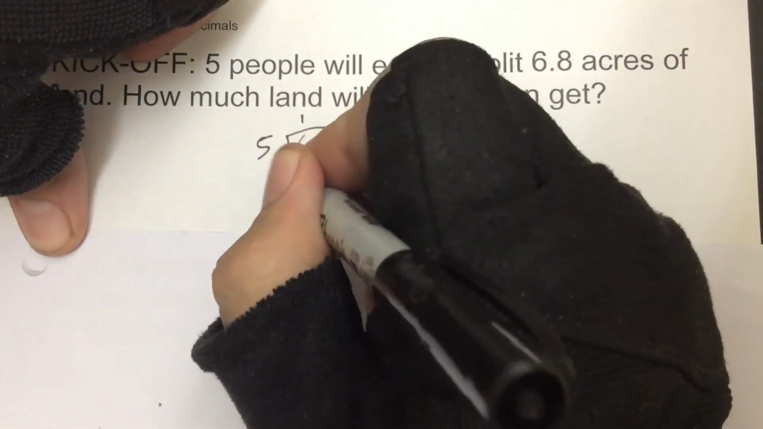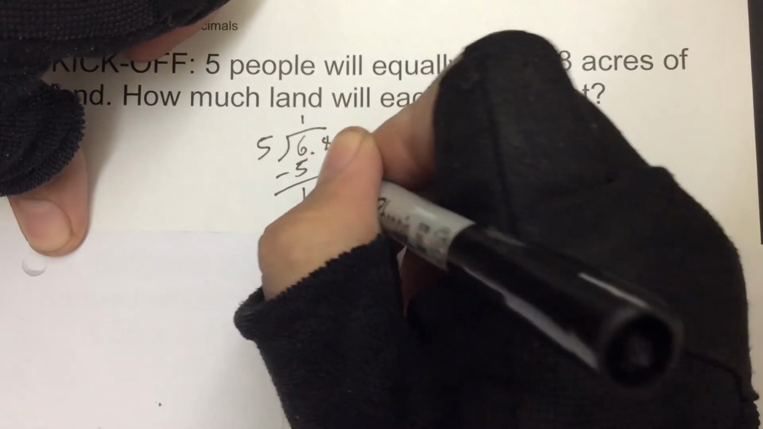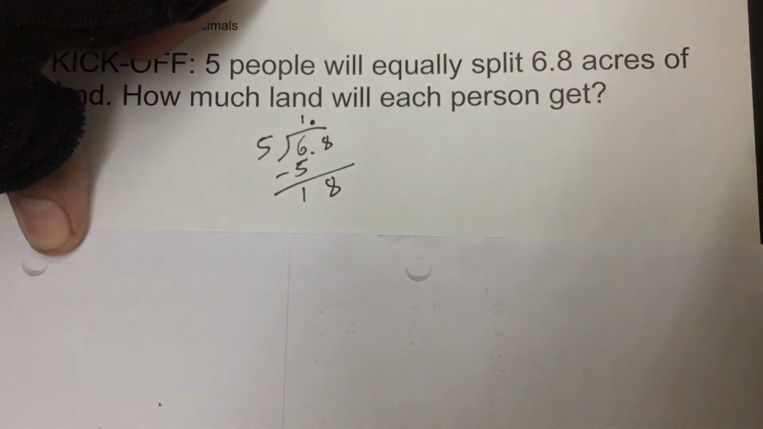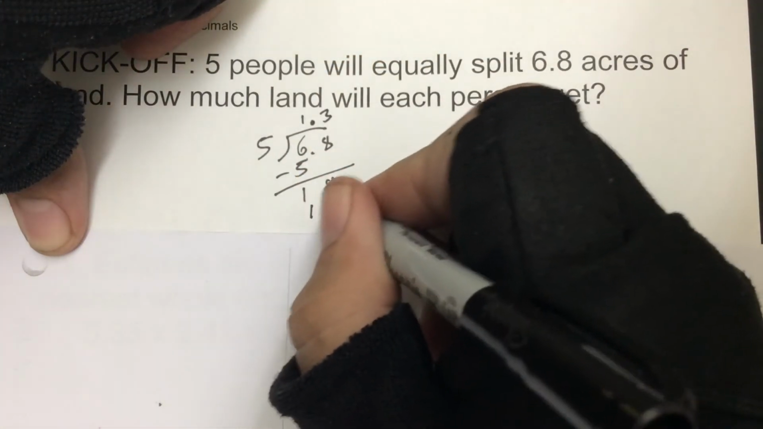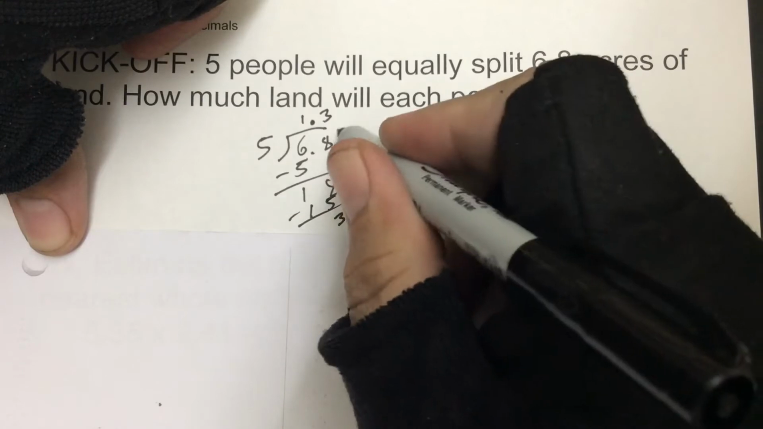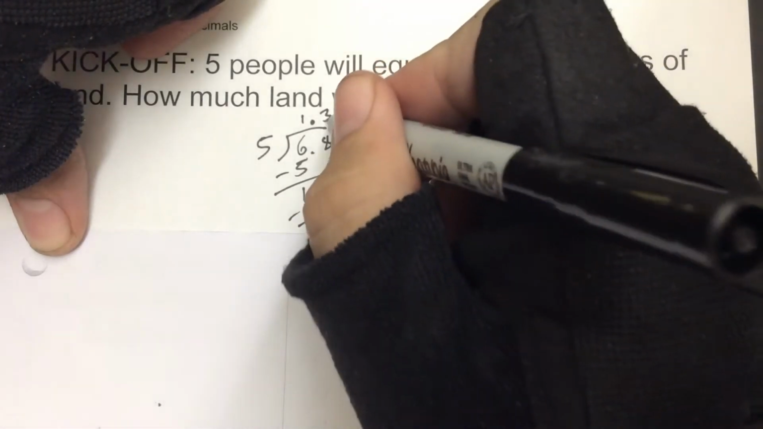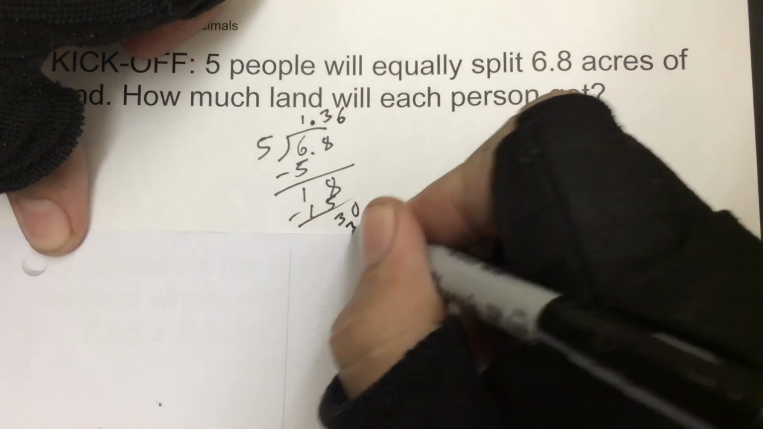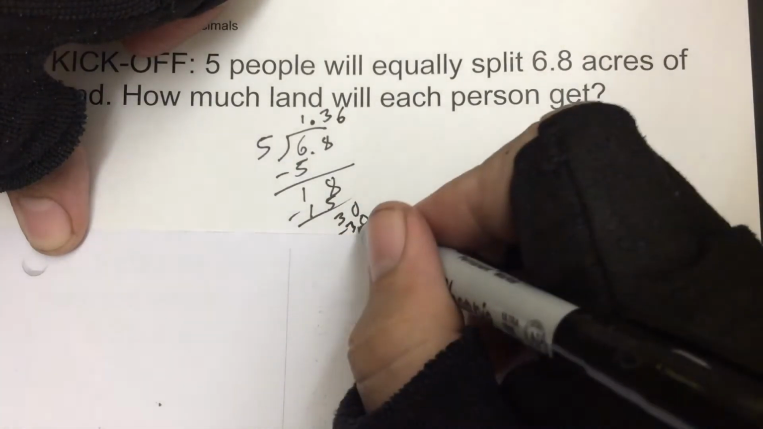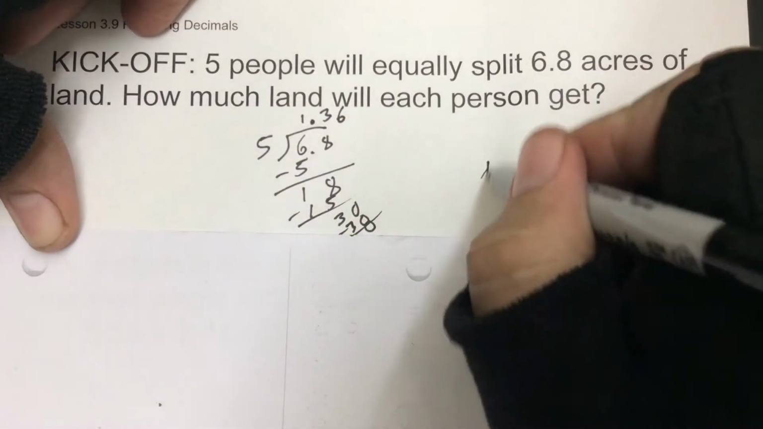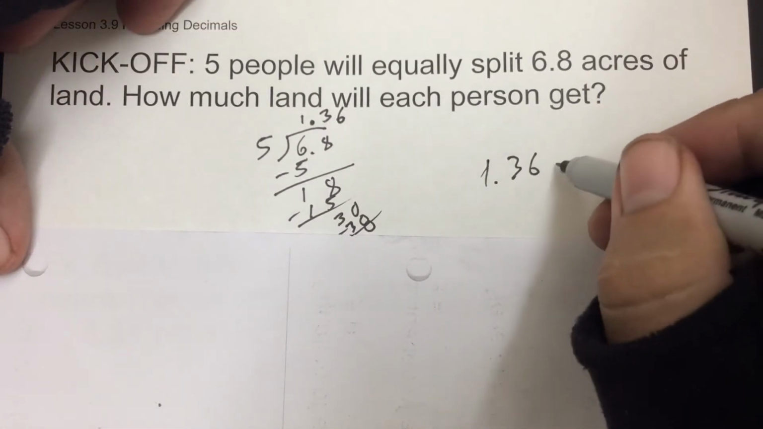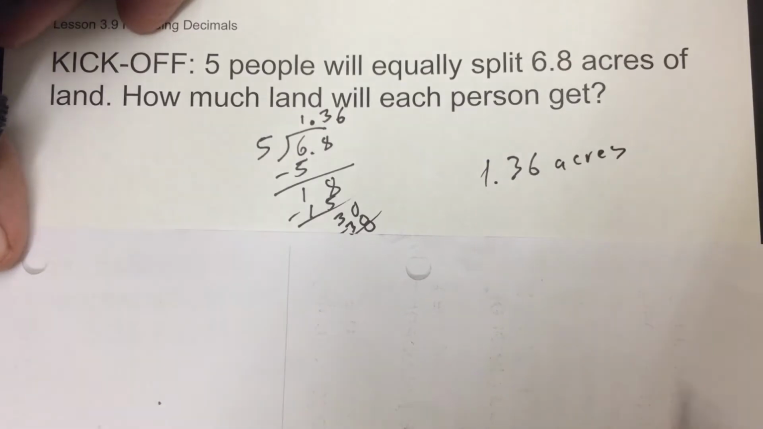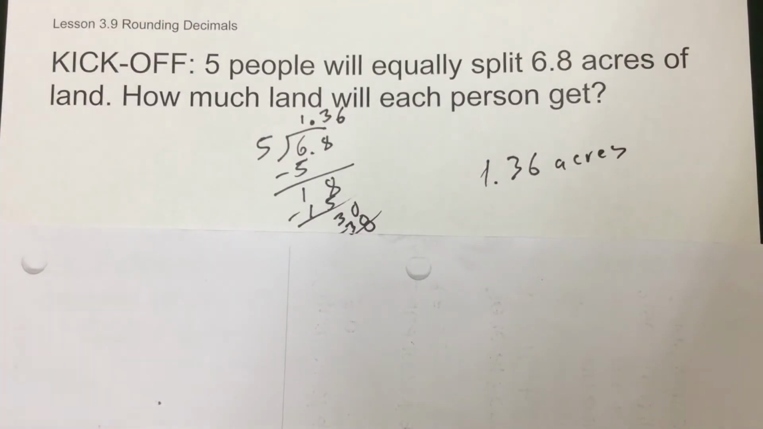So 5 can go into 6 once, and we have our 1, bring our 8 down. Remember, our decimal goes up then. And 5 goes into 18 3 times. And we're up to a 3. We don't have another number, so we can bring a 3 down. And 5 would go into 36 times. So we end up with our 0 there. So 1.36, and don't forget with word problems, we have our label, and we're looking for acres is what we're breaking it up by.